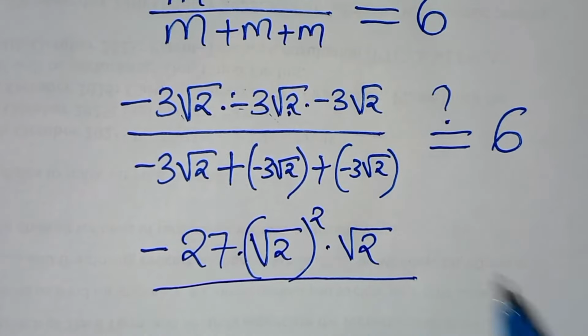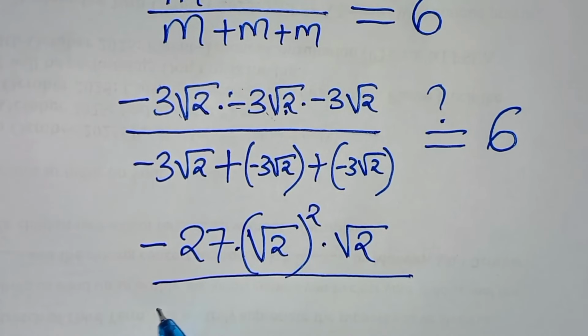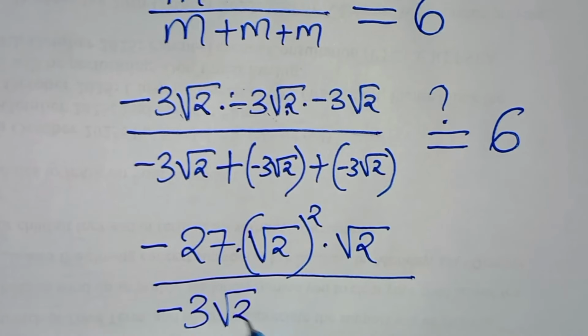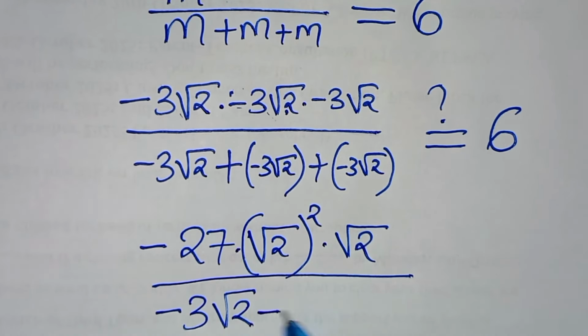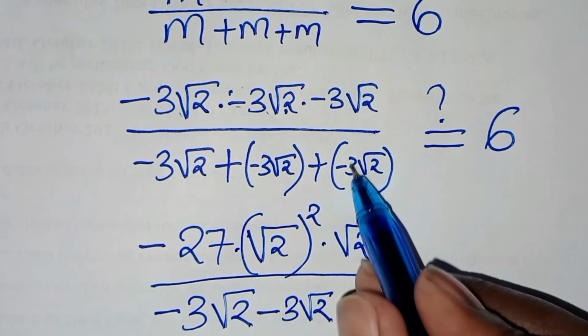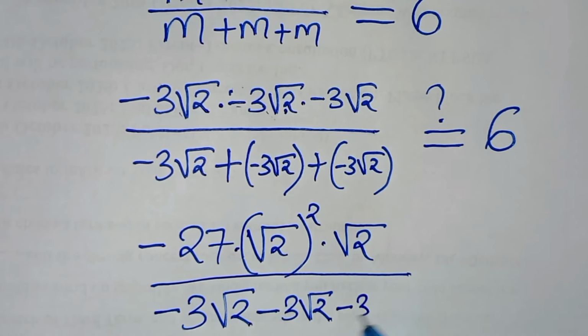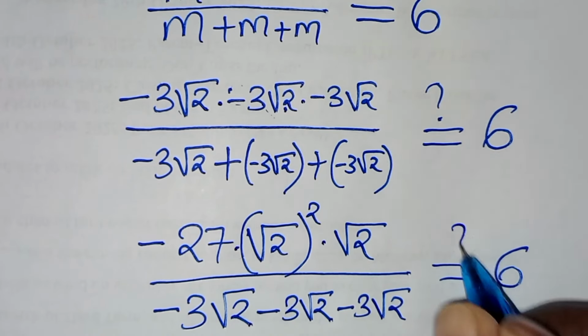Divided by, now this is negative 3 square root of 2 plus minus 3 square root of 2. This is the same thing as minus 3 square root of 2, again, plus minus 3 square root of 2. This becomes minus 3 square root of 2. This is supposed to give us a value of 6.